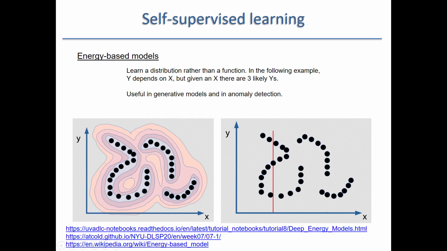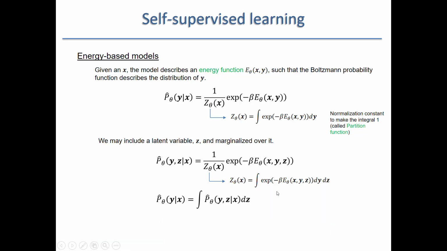And here I'm giving you links to more specialized literature on it. So the goal is to learn the joint distribution of x and y, or maybe the marginal distribution of x and y, or the conditional distribution of y given x. For doing that, we will describe this as a kind of Boltzmann distribution probability function.